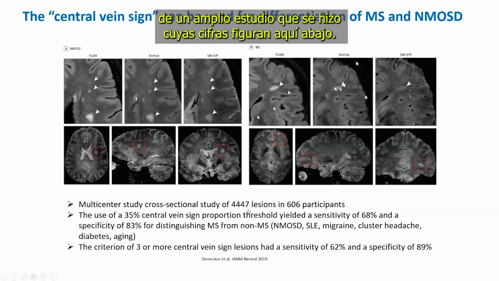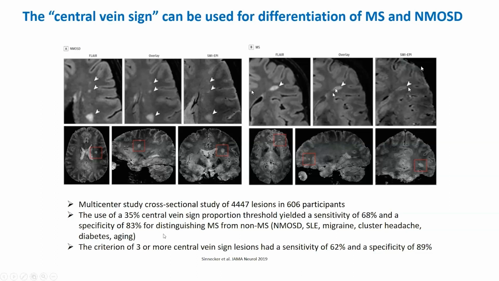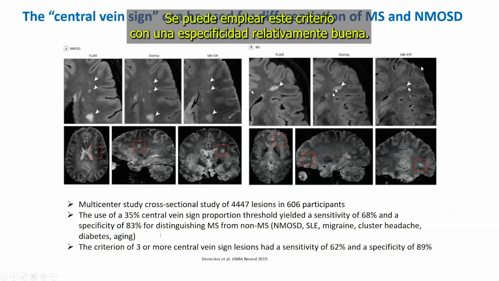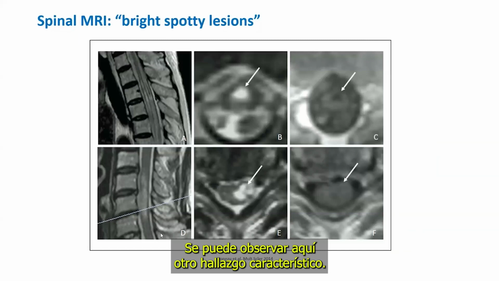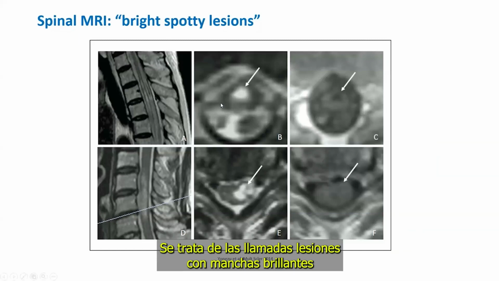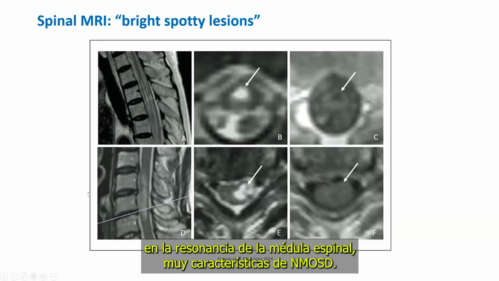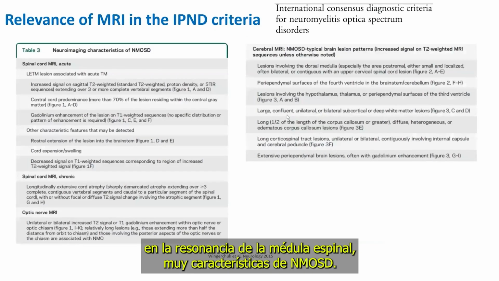And in a large study that was done with the MAGNIMS group, you can see the numbers down here. You can use this criterion with a relatively good specificity. Sensitivity could be better to discriminate NMOSD from MOGAD. Another characteristic finding is shown here. This is the so-called bright spotty lesions on spinal cord MRI, highly characteristic of NMOSD.